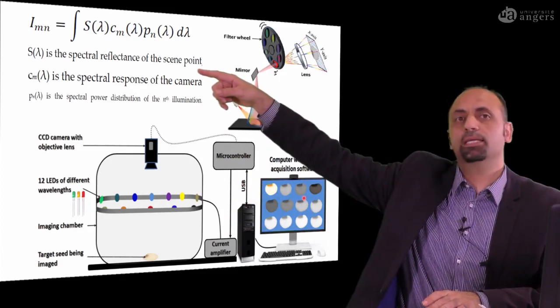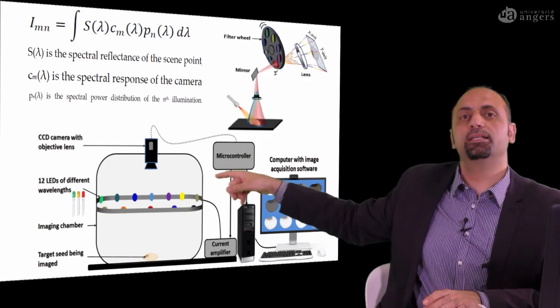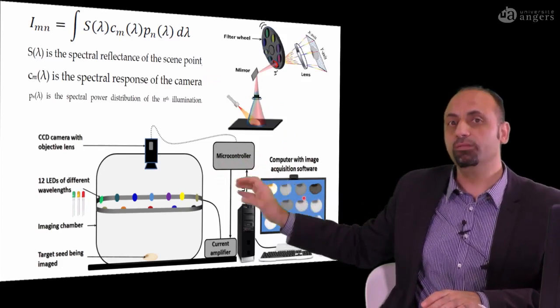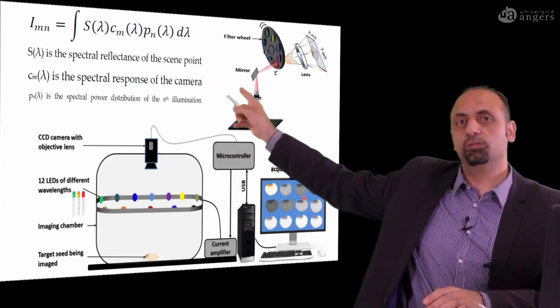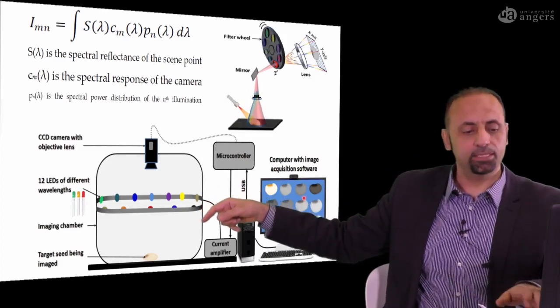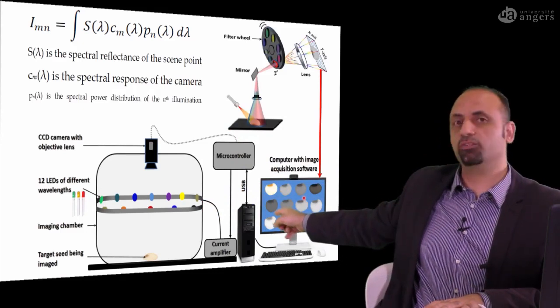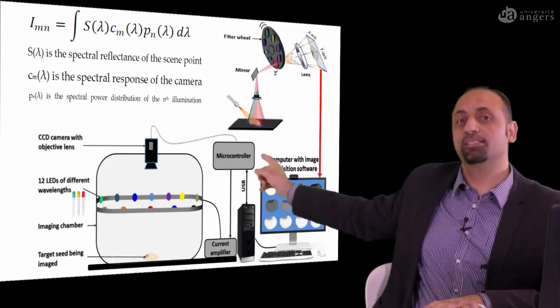Based on this equation, you have 2D images at different wavelengths. The first system is called the filter wheel system. This system is called the illumination-based system. This system gives you multispectral images at different wavelengths. In the same scenario, this system gives you the same image.